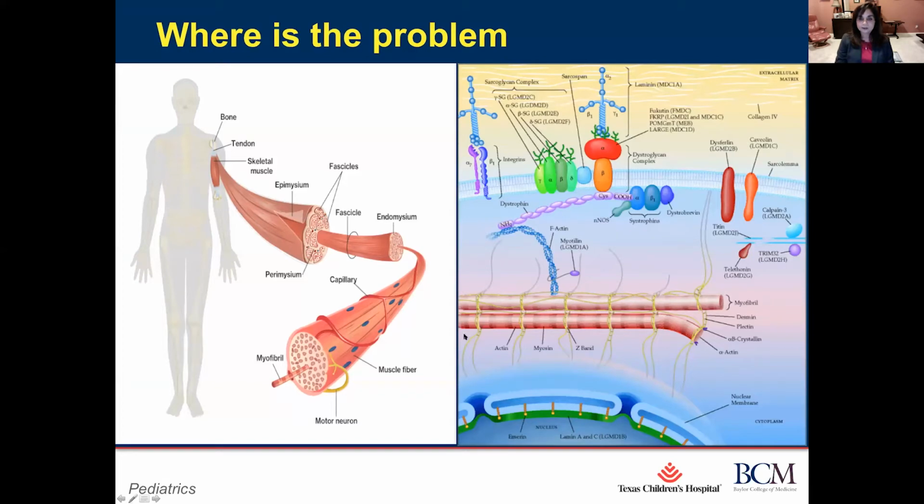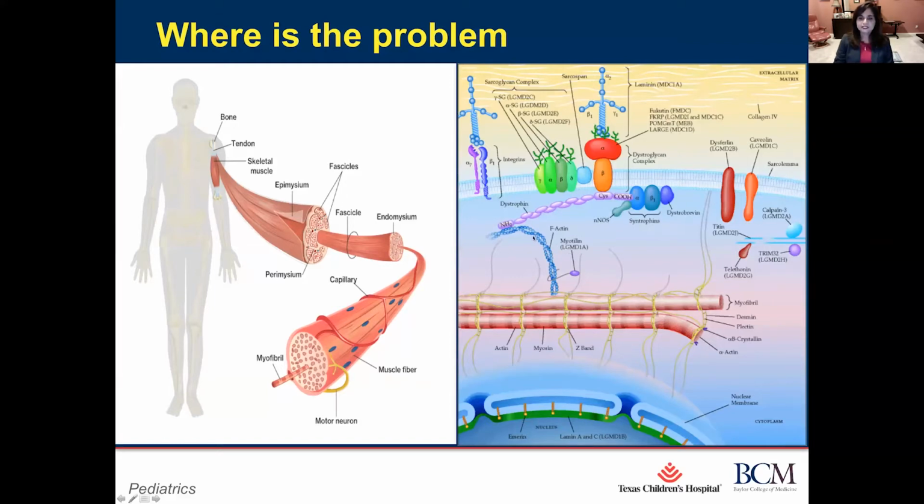So where is the problem? If you look at the muscle, it has multiple fascicles, and each fascicle has multiple muscle fibers. Each muscle fiber has myofibrils or myofilaments. So this is the interior of the muscle fiber. You can see we have myofilaments here, which are the contractile elements in the muscle fiber.